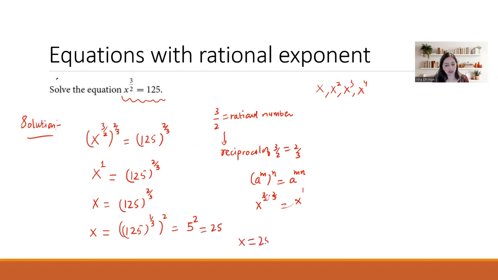So x equals 25 is the final answer of the given equation. I hope you understand these steps and you will be able to replicate it given any equation of this kind. So that is the idea, how to solve equations with rational exponents.